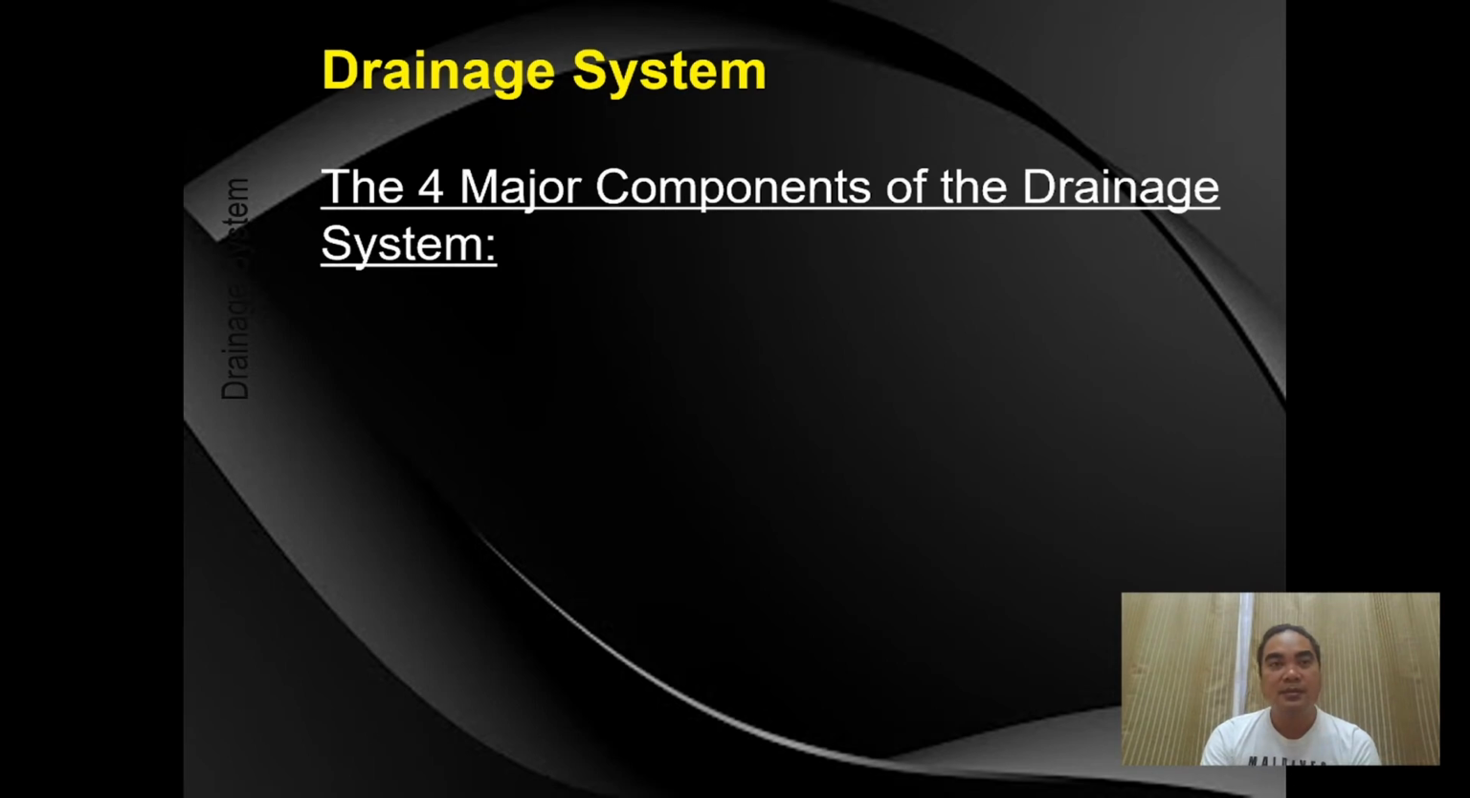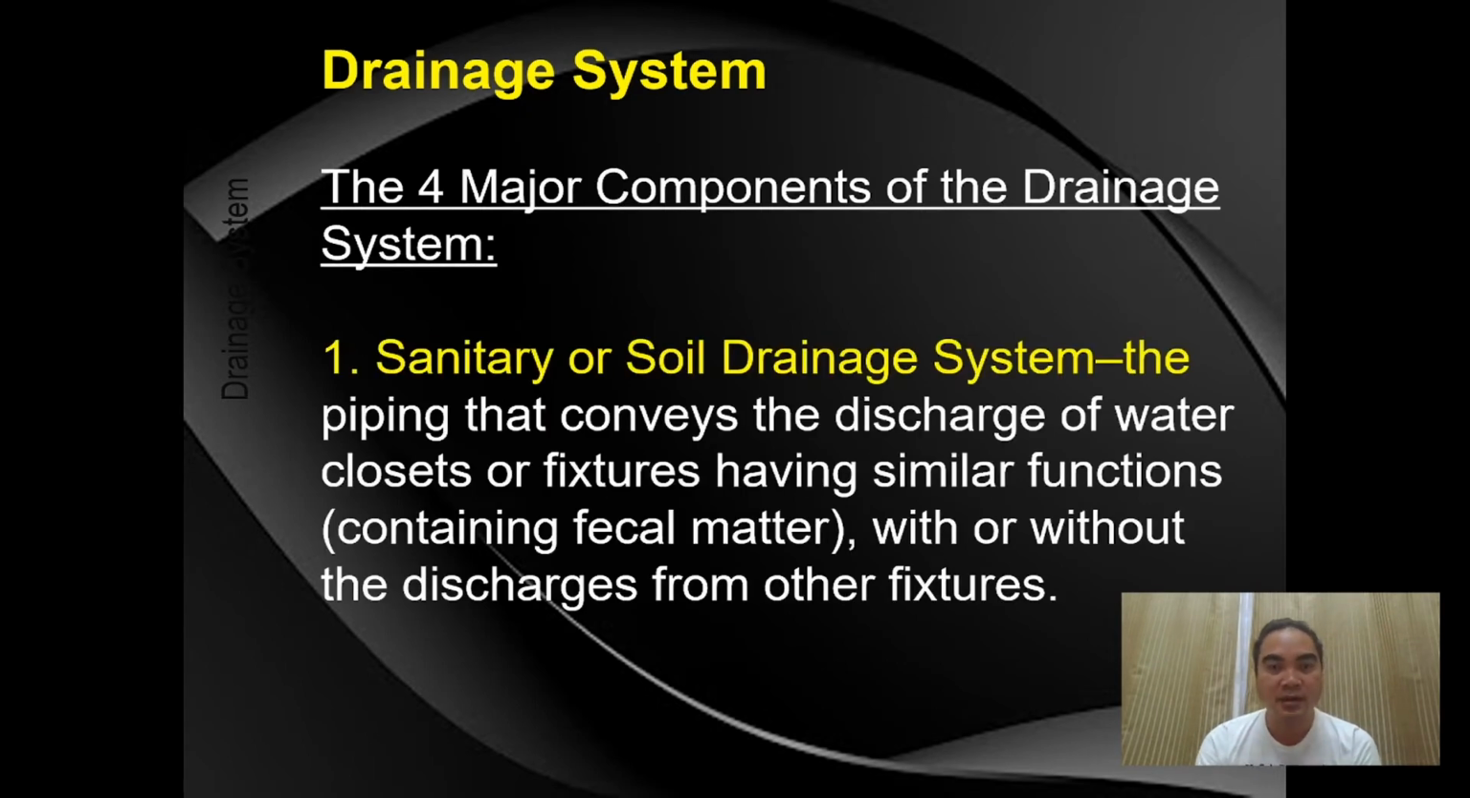Drainage system, the four major components of the drainage system. Sanitary or soil drainage system: the piping that conveys the discharge of water closets or fixtures having similar function containing fecal matter, with or without the discharge from other fixtures. So, pag may human waste na siya, sanitary or soil drainage system.